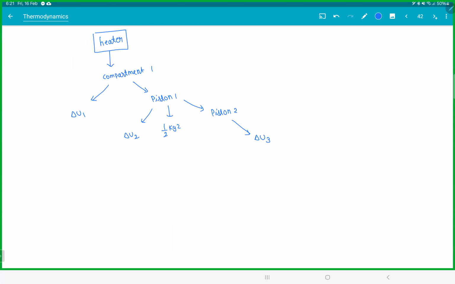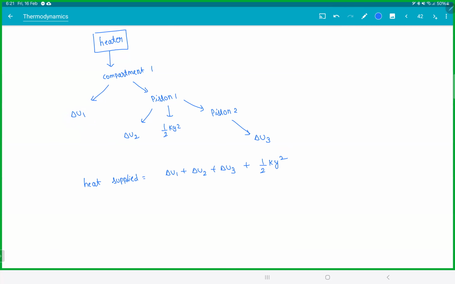Piston 2 increased the internal energy, delta U3. So end of the day, what you have to see is finally where did you end up? So the heat supplied will be the change in internal energy of the 3 compartments. Now extra spring is sitting here, so half k y square. Check. You're right, Anusha.